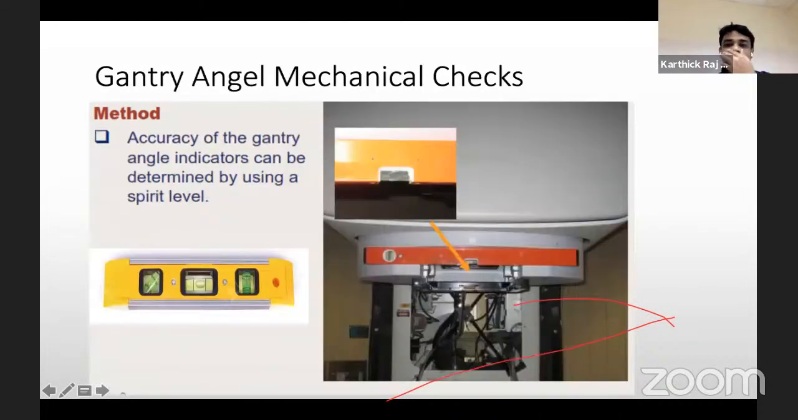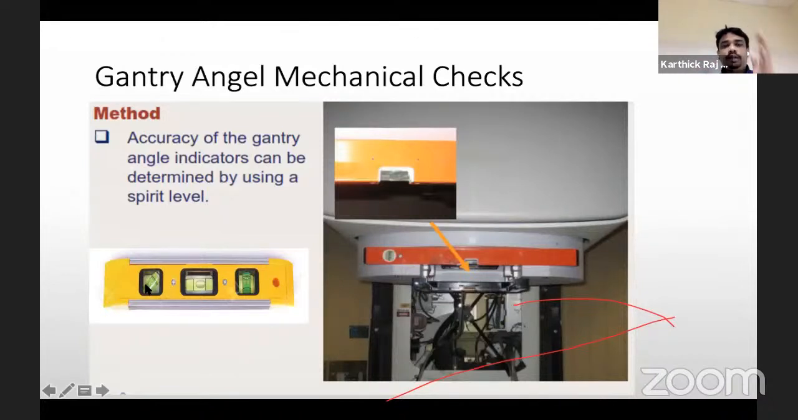Again, among the normal routine checks in the weekly QA, we check the gantry angles. The machine shows 0 degrees, and we check whether it's exactly zero or not. The spirit level is an important instrument, and we need a highly accurate spirit level. We can put it on the collimator to check that gantry angle zero is exactly zero. If you move to 90, you can use the spirit level to check whether it is at 90. If you want to check 45, you can use the diagonal one to check the 45 degree angle.